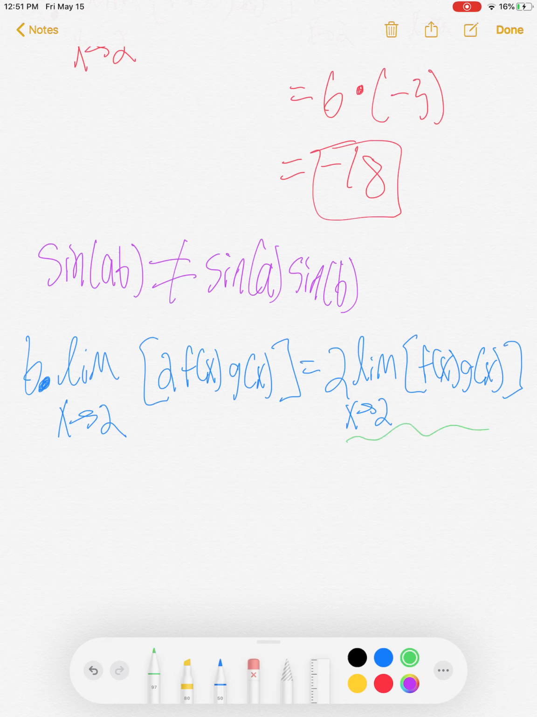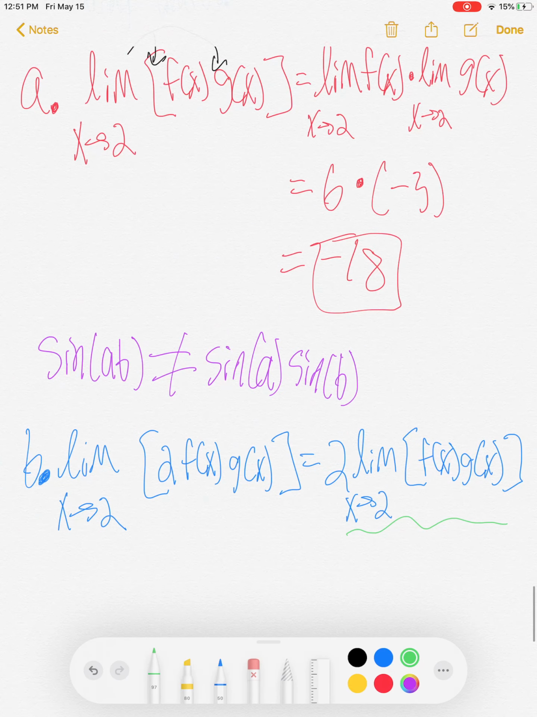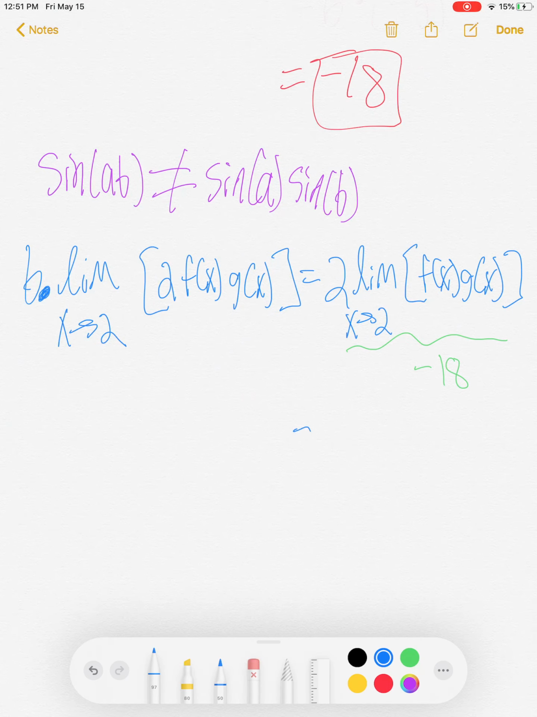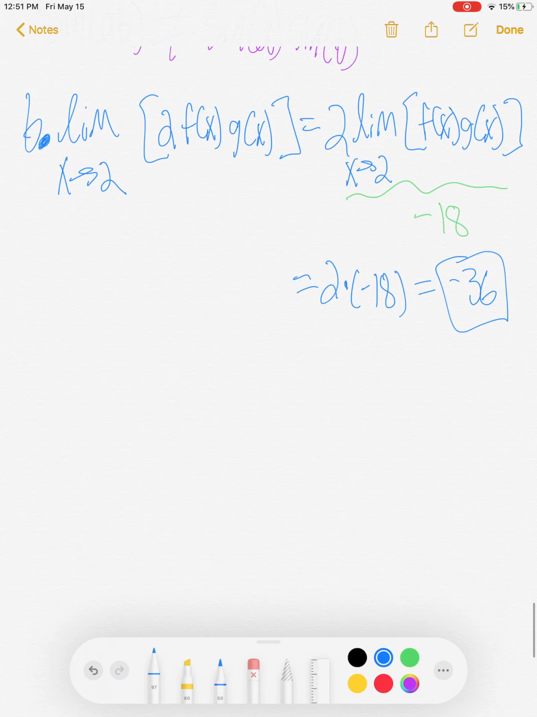Now this second limit, or this limit here of f of x, g of x, we just showed in part A that this was negative 18. And so this limit comes out to 2 times negative 18, or as most people write it, negative 36. Okay?